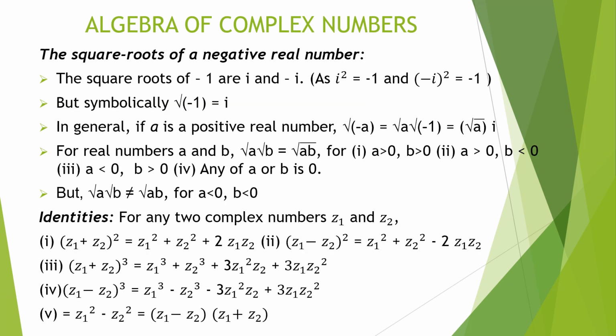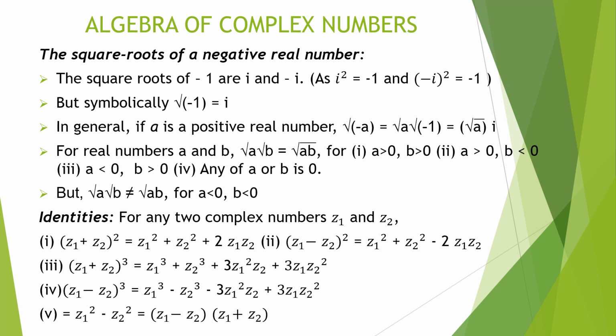The square roots of a negative real number. The square roots of minus 1 are i and minus i. Why? Because we know i square is minus 1, and also minus i whole square will also be equal to minus 1. So symbolically we will always represent root of minus 1 as i. So in general, if a is a positive real number, then root of minus a will be root a into root of minus 1. But root of minus 1 we denote by i. So this is equal to root a into i. So square root of minus a is square root of a into i.